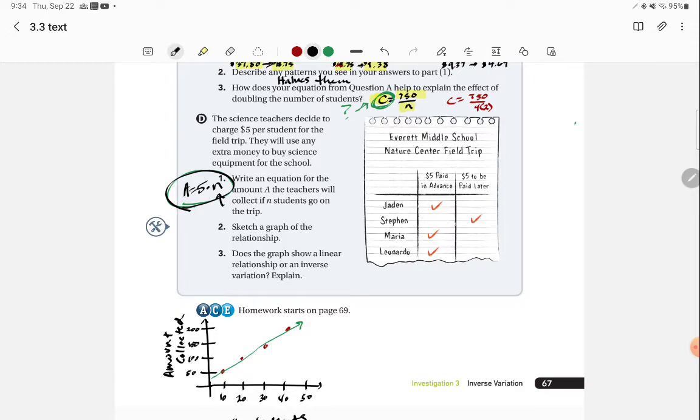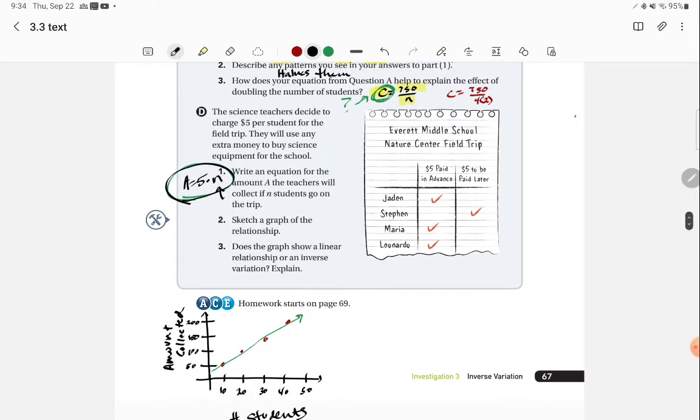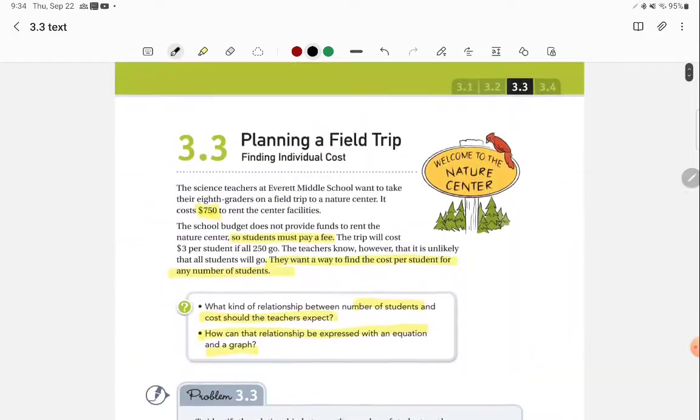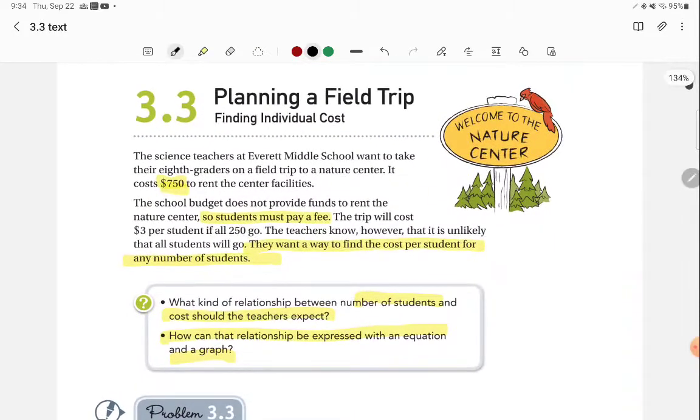So knowing what the constant is and what variable the constant is is super important in whether it's going to be an inverse or whether it's going to be a linear relationship. That's it for this section, planning a field trip, looking more into inverse relationships and what they look like and how to identify them graphically.